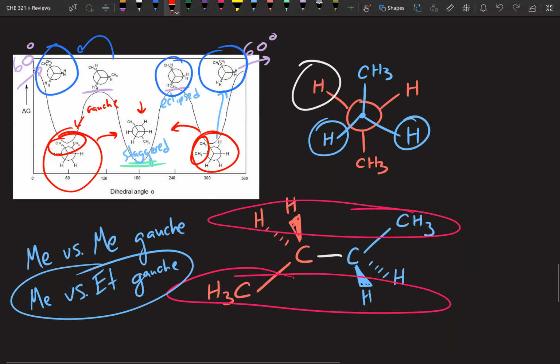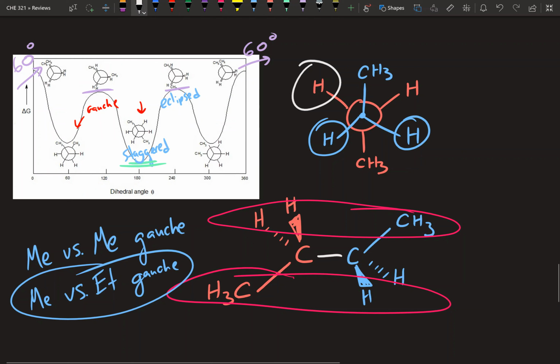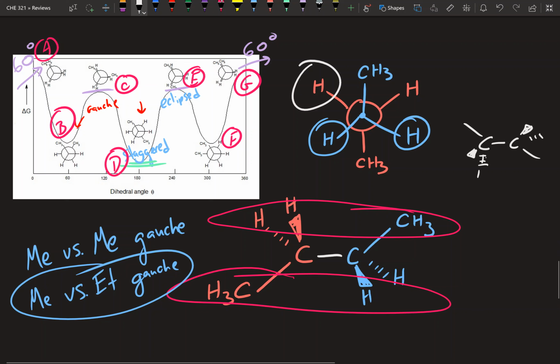Just to show you how this applies to your tests, they can show you this diagram, and they'll label each peak as A, B, C, D, E, F, G. Chances are they'll only go A, B, C, D, E. They won't go to G and F. They'll give you some sort of structure, like carbon, carbon, wedge, something dashed, and they'll ask you to pick which peak the conformation drawn now is going to be at on the energy diagram.